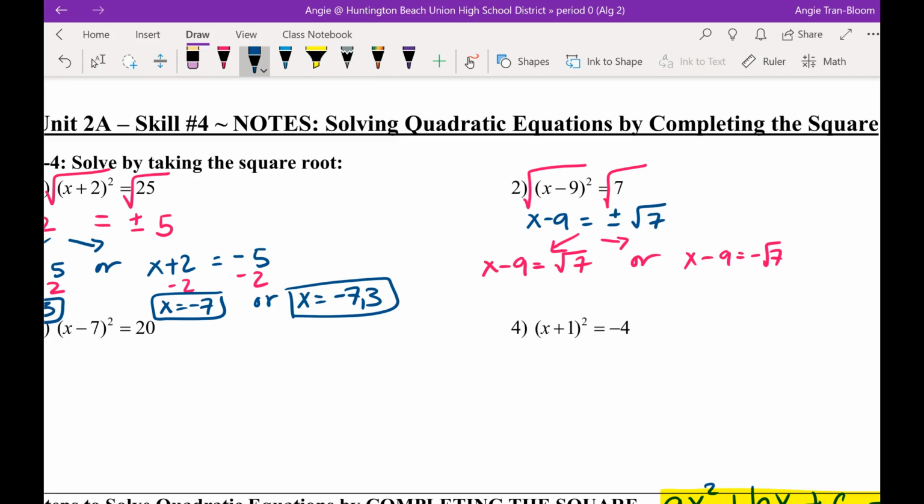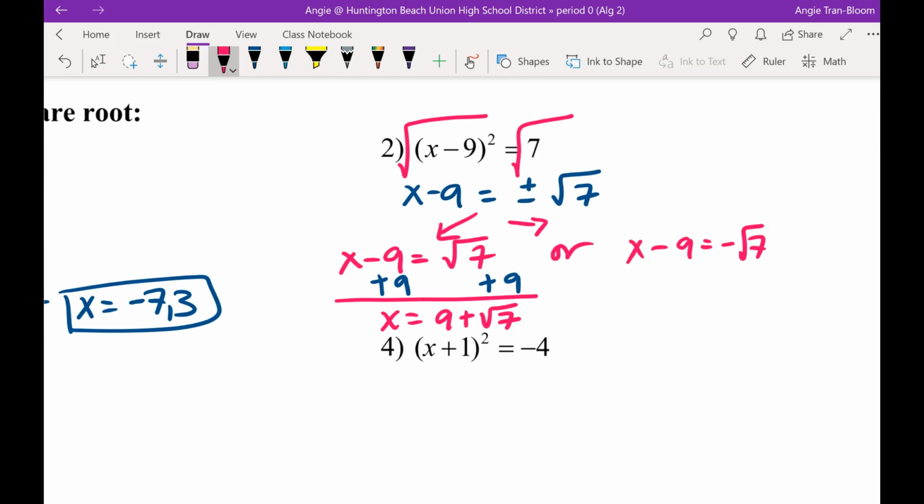Then over here, we're going to add 9 to both sides. For this answer, it's going to come out to be x equals 9 plus rad 7. Can I combine those two things? 9 plus rad 7. Can I put them together? No. Okay. One is really radical. One is not radical. They really don't hang out together. So leave it as is. You can box that up as an answer. Then the other side, you do the same thing. You're going to add 9 to both sides.